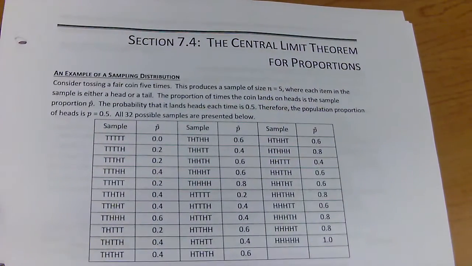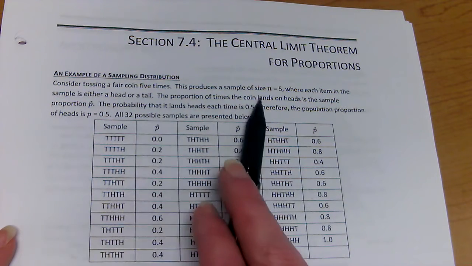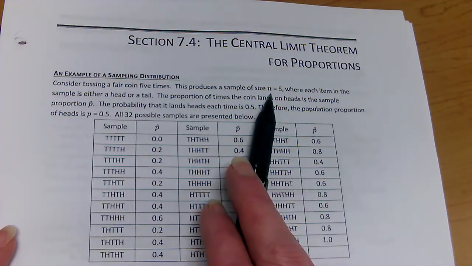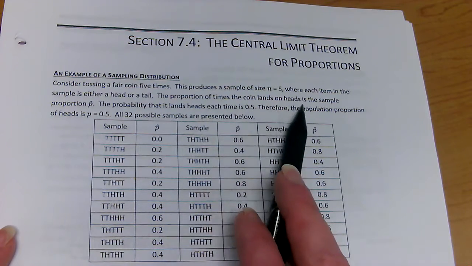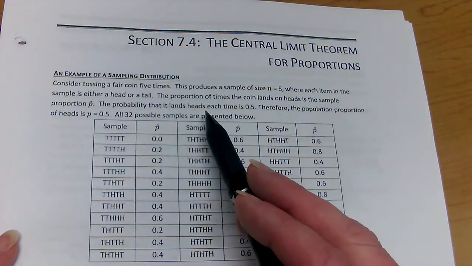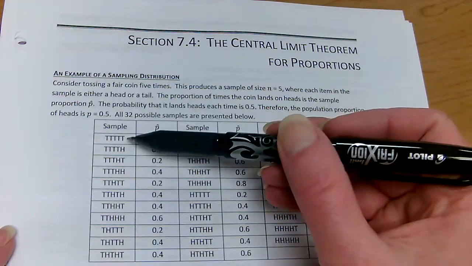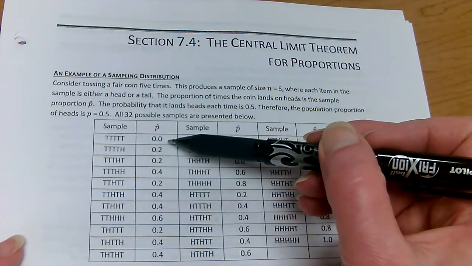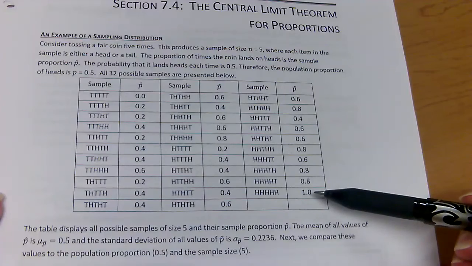So here's an example of a sampling distribution. We're tossing a fair coin 5 times. So we have a sample size of 5. Each item in the sample is either a head or a tail. The proportion of times the coin lands on head is what we're seeking, the sample proportion. Now, the probability that it lands heads each time is 0.5. Therefore, the population proportion should be 0.5, right? So here's all 32 possible samples. And so if we don't have a head at all, the proportion that are heads is 0, all the way to all heads, which would be a 1.